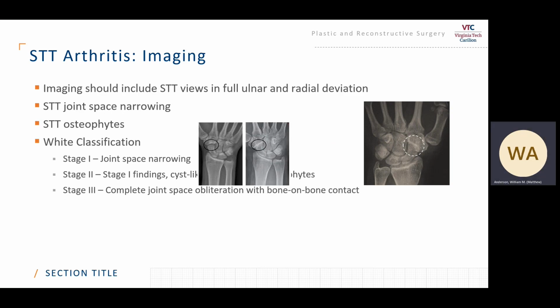So imaging of STT arthritis, obviously you want to obtain standard wrist radiographs. Imaging should also include STT views with the wrist in full ulnar and radial deviation. You'll see typical findings of osteoarthritis, joint space narrowing, osteophytes. There's numerous classification systems that I found. I'm not sure if any of them are consistently used. I included one here, the White classification, and I apologize, one of my pictures got shifted.